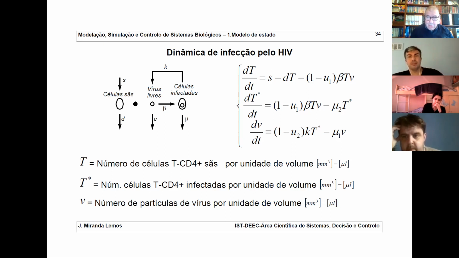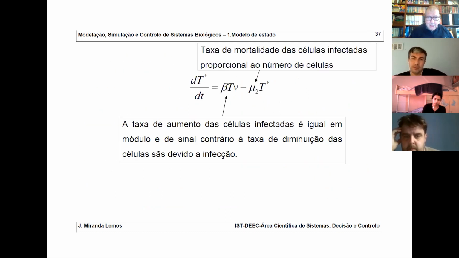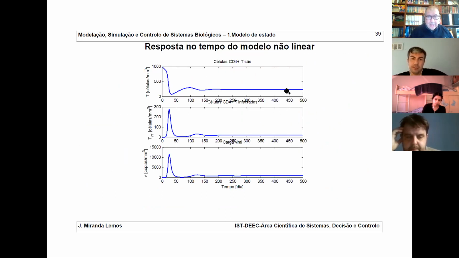For the moment, we don't have yet a mathematical tool to study stability, but you accept that if you do the perturbation that consists of adding just a few virus particles, then you will move away from the equilibrium of the healthy system, because T star and V will go where? Let's look at the simulation. We'll go to this other equilibrium.